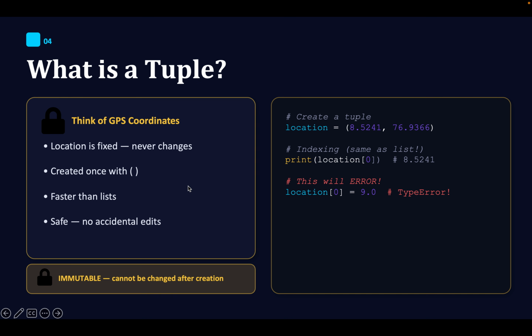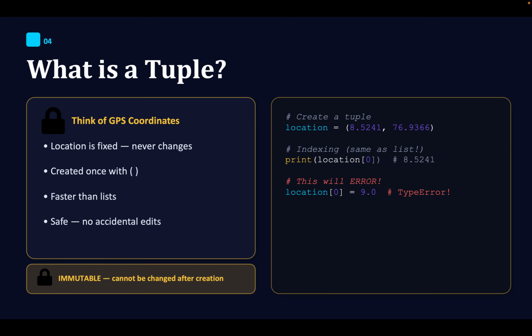And now comes tuple. Tuples we will use once things are fixed. Like for example, in a GPS coordinate system, if you are at a particular location, your location is identified by the latitude and longitude of that place, right? So at a particular position your latitude will not change, your longitude will not change. There will be a coordinate to identify your location.